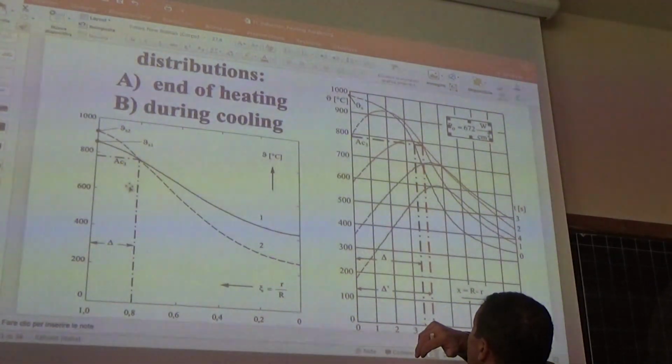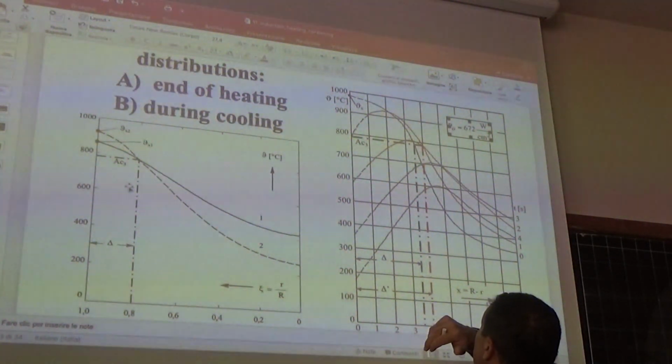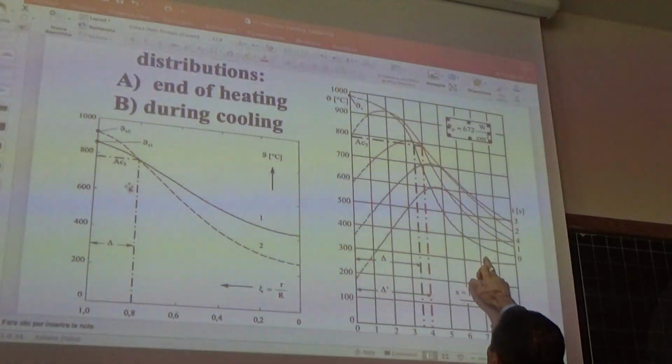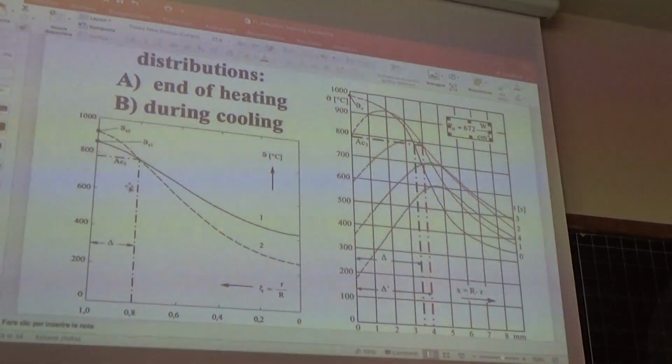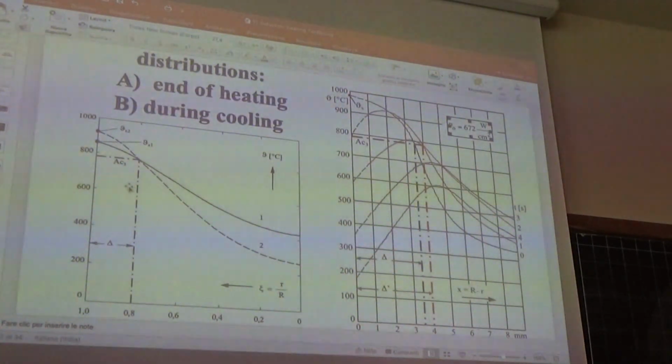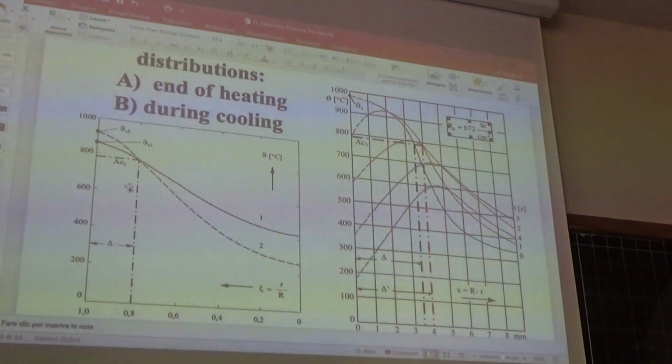But you know, this is what happens when we stop to heat. Zero. It means at 0 seconds, so when we have stopped to heat, we have such a kind of temperature distribution. Okay? Now, I'm switching off the generator. What's happening? Soaking effect. The soaking effect in two directions.